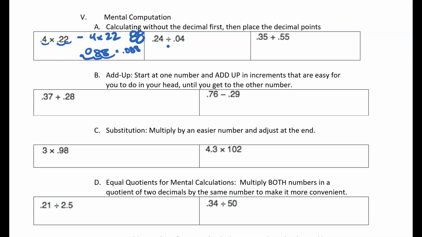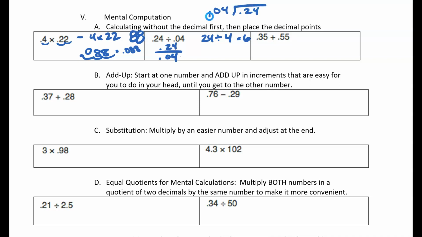For this one, 0.24 divided by 0.04, just do 24 divided by 4. So 4 goes into 24 6 times. With division, think about it. You could also write it like this. This decimal 0.04 goes into 0.24 6 times. And then if you weren't sure on the decimal, you could actually write it like this.